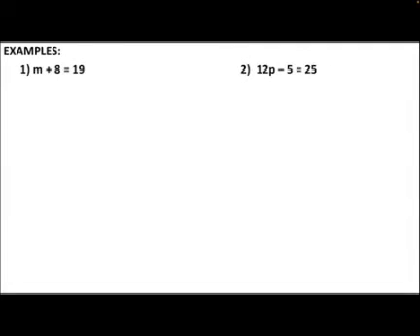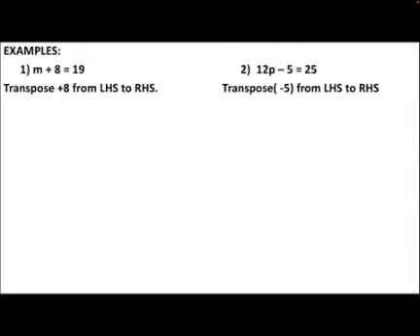Example. Now m plus 8 equals 19. Transpose 8 from LHS to RHS. Please recall the method, children. What did I tell you? We need m as independent m. So what is attached there? Plus 8 is attached. So plus 8 will move from LHS to RHS. It will shift from LHS to RHS. 19 will not shift at all.